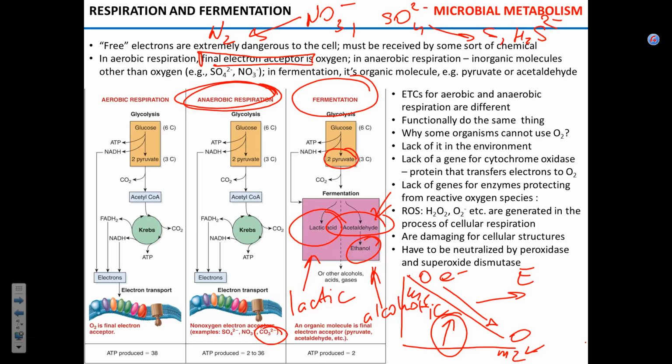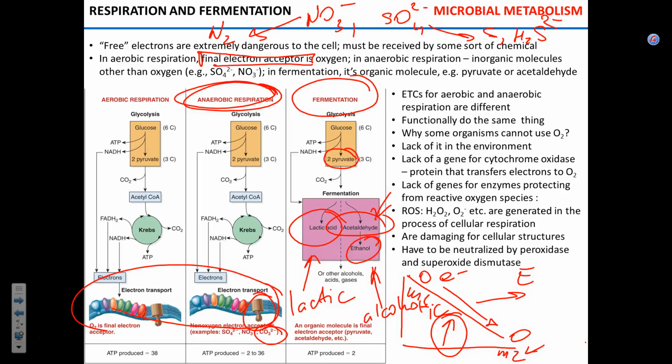Essentially, other than the lack of oxygen, the electron transport chains for both aerobic and anaerobic respiration are functionally the same. They're going to be different in structure, with different enzymes, different cytochromes, but functionally they perform the same thing. They take energy away from electrons. They pump hydrogen into the periplasmic space, the intermembrane space, and hydrogen diffuses back through the ATP synthase right here. It's all the same.